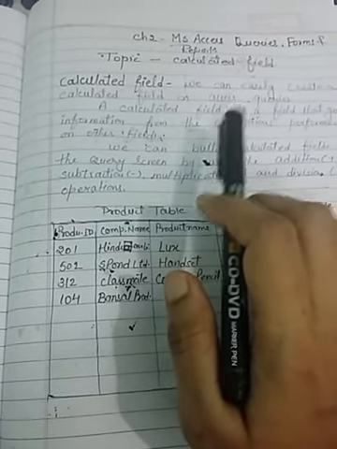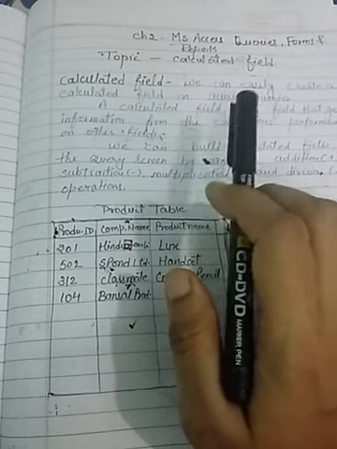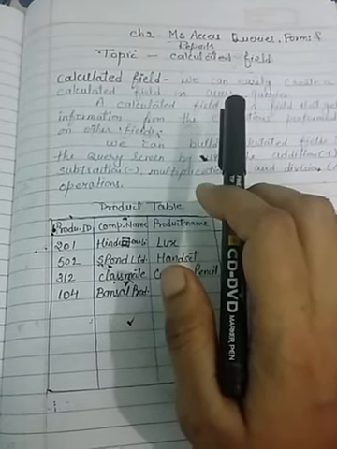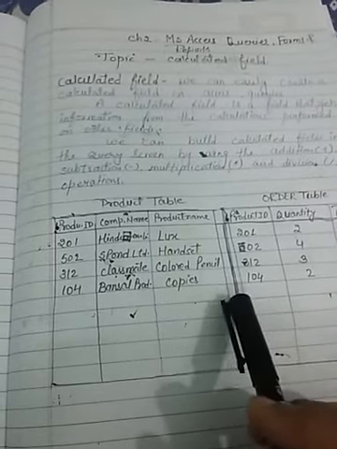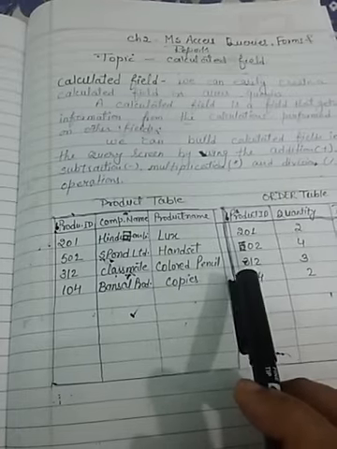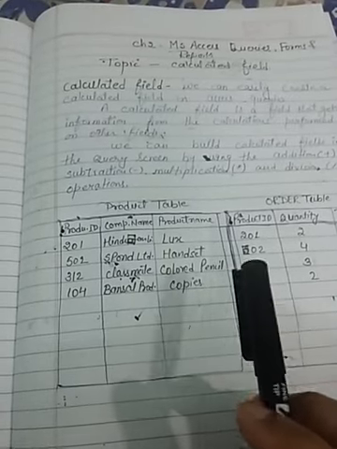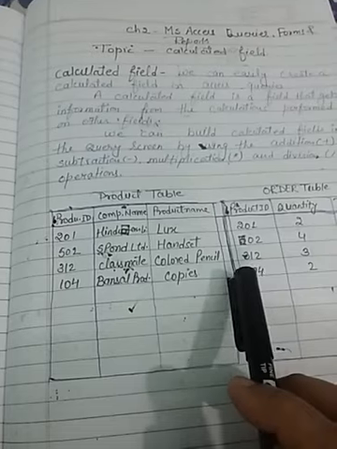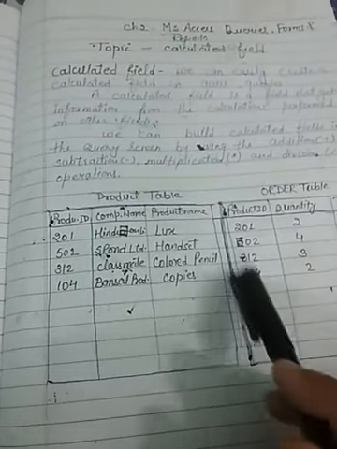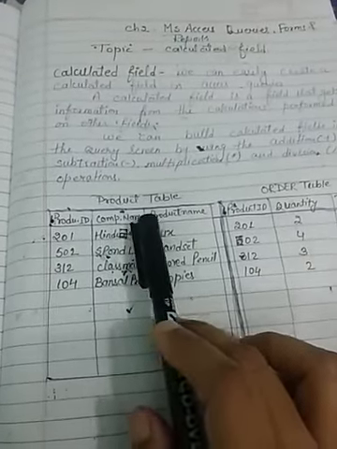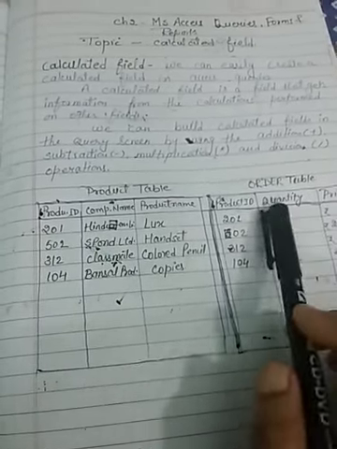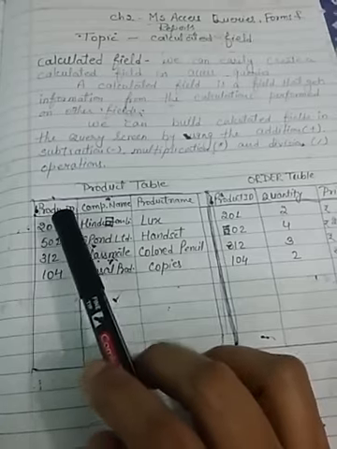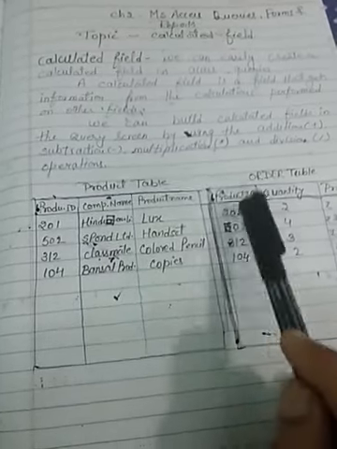To create a calculated field in an Access query, open the query into which you want to insert the calculated field in design view. Here I have taken an example through which I will tell you how we will find out the total price of a product. Here we have taken two tables. The first is a product table and the second is an order table. In both tables, one field is similar, that is the product ID.